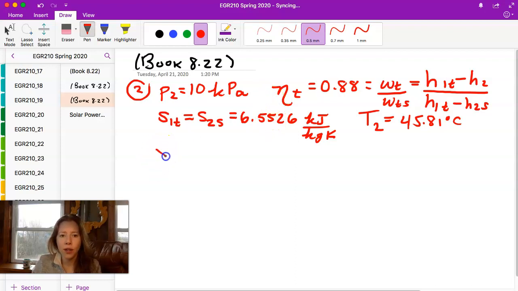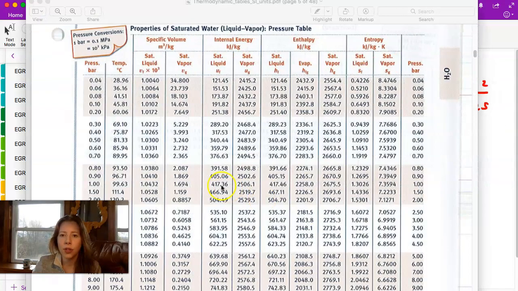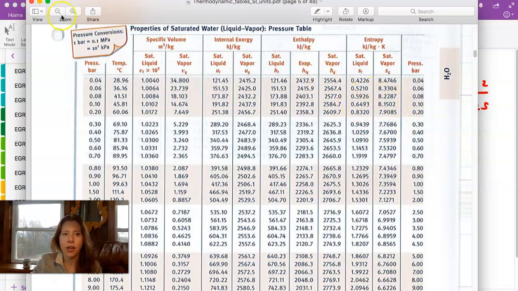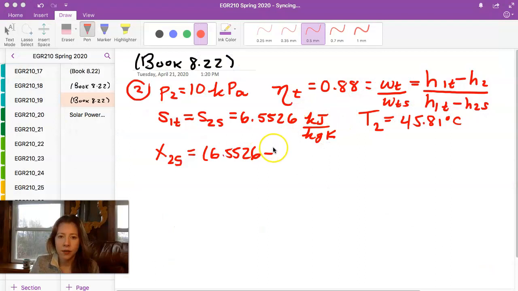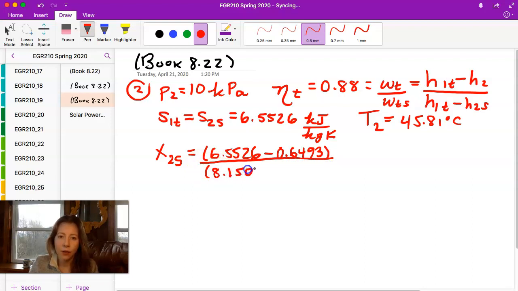So now that we know what our entropy is, and we know which table we're in, we can figure out what the quality of this ideal, isentropic process would be. In order to determine the quality, it's going to be the ratio between the entropy you're at, 6.5526, minus the lower limit where the quality is 0, which in this case is 0.6493. And then we're going to divide by the entire range, the difference between 8.1502 and 0.6493. And this is going to give us an isentropic quality of 0.787. Okay, we're getting there.